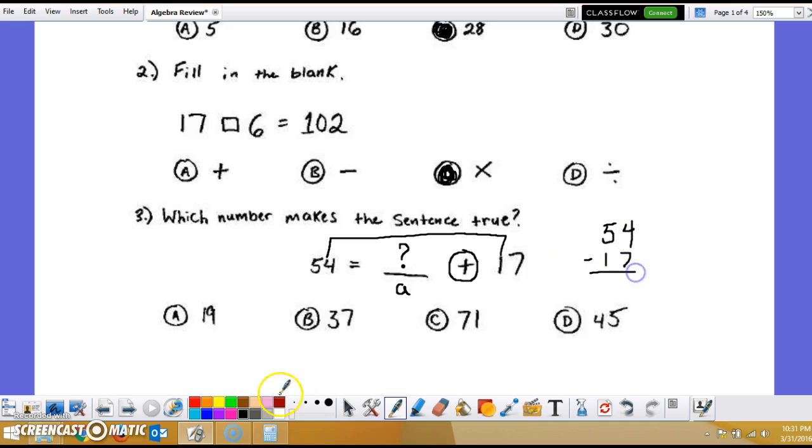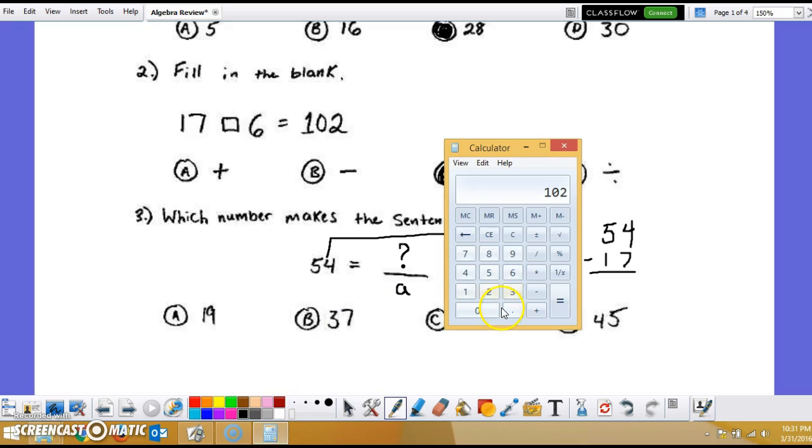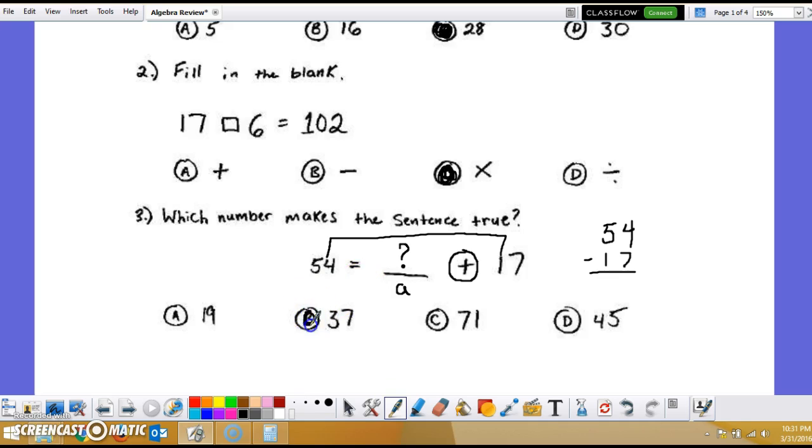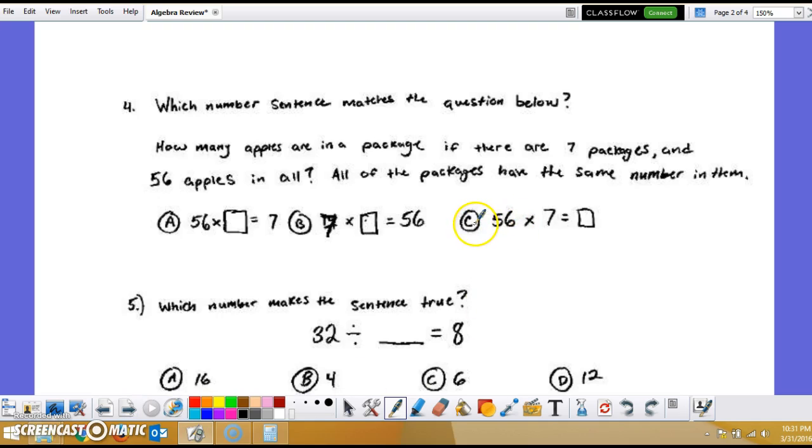Now again, the reason you're allowed to use calculator on this test is because I'm testing you on your algebra thought process. I'm not testing to see if you can subtract or not. So in this case, when I subtract 17, I get 37, and my answer checks out to be B. Using algebra to solve an open number sentence works every time. You just have to know the rules. Flip it to page 2. Question 4 is also multiple choice, and again, we're dealing with number sentences. We need to find the number sentence that matches this word problem right here.